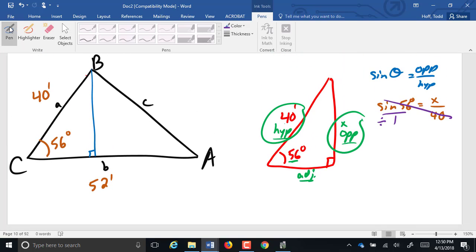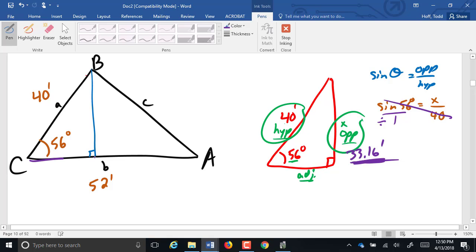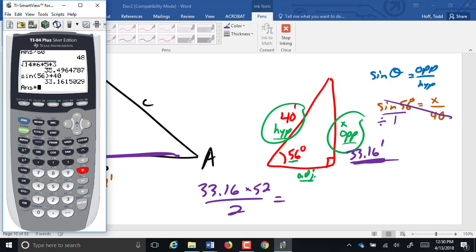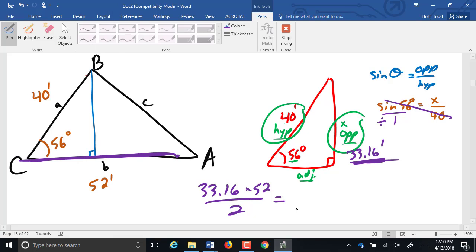So this distance here is 33.16 feet. What do we do with that? Multiply it by this distance, right? And then divide by 2. 33.16 times 52 divided by 2 gives us the area of that triangle. It's 862.20.